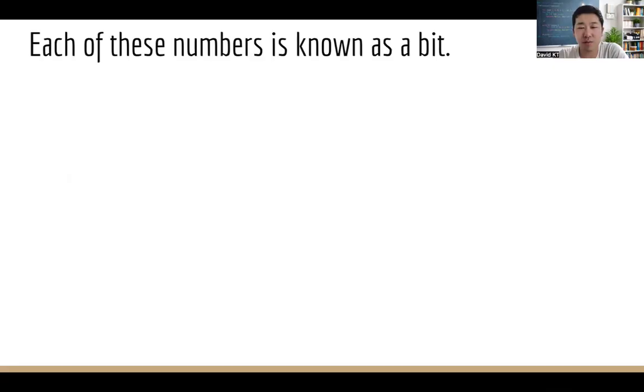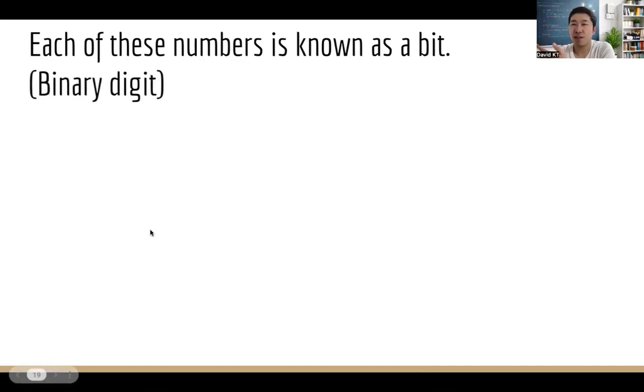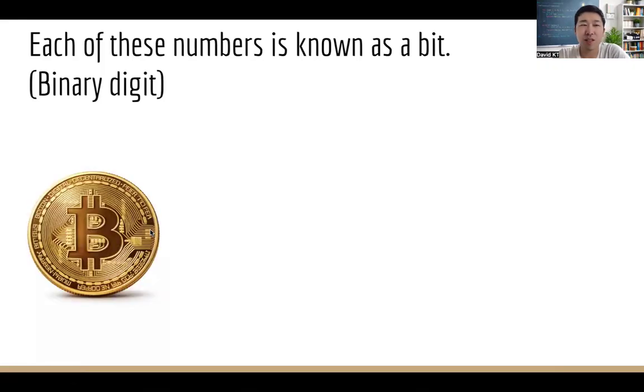So each of those numbers, each one and each zero, is known as a bit. Bit is short for binary digit. Have you seen this before? It's a Bitcoin. Now you know where the Bitcoin gets its name from, because behind each of these is a bunch of ones and zeros.